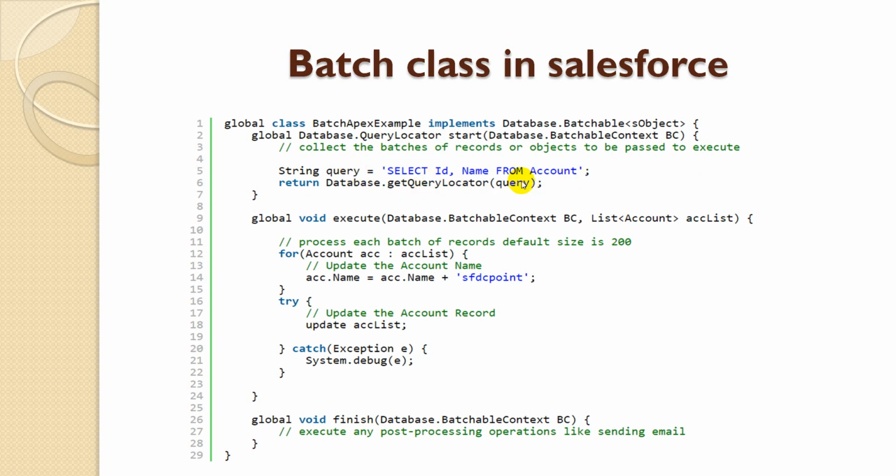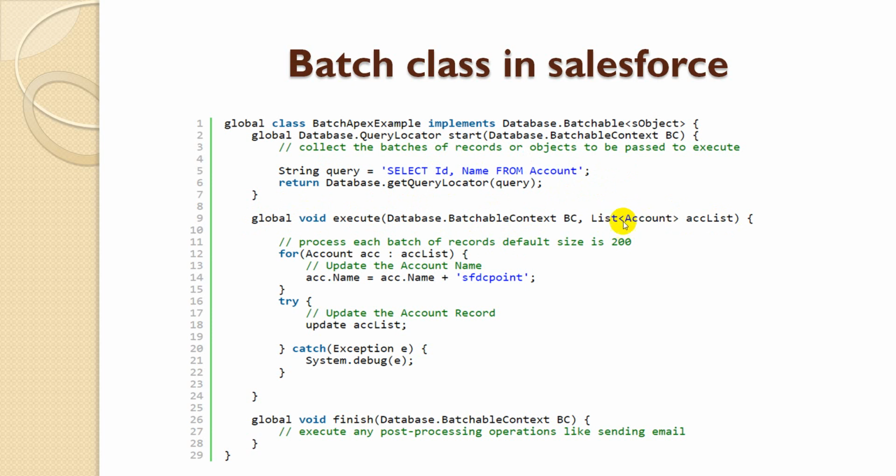This is a query, right? Since we don't have void here, it must return some data: Database.getQueryLocator(query). Then after that we have the execute method, the main part where records are being sent. Global void execute(Database.BatchableContext BC, List<Account> scope). We are going to work with the records from this SELECT Id SOQL.